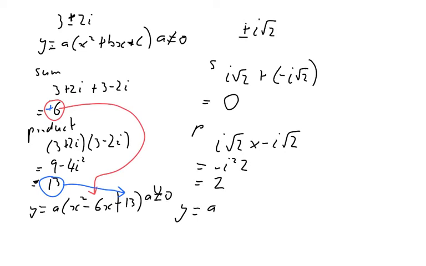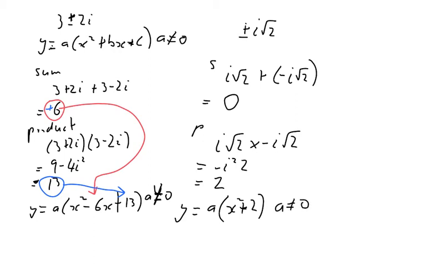Don't forget the a can't equal 0 part. That's very important. I've forgotten that. If I was doing this in a test, I would have lost marks for that, because that's very important. So this equation would be a, open bracket, x squared plus 2, close bracket, and a cannot equal 0.